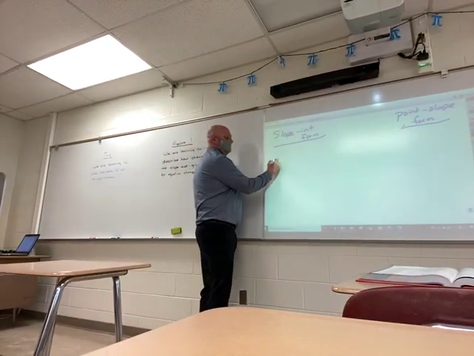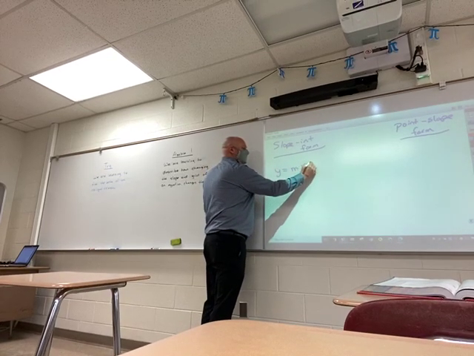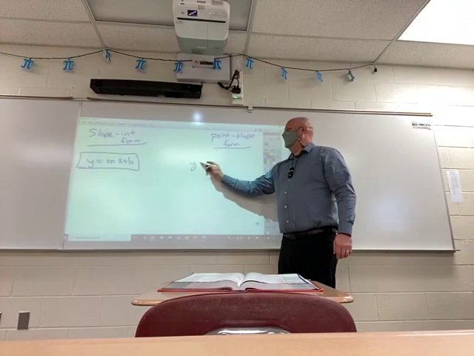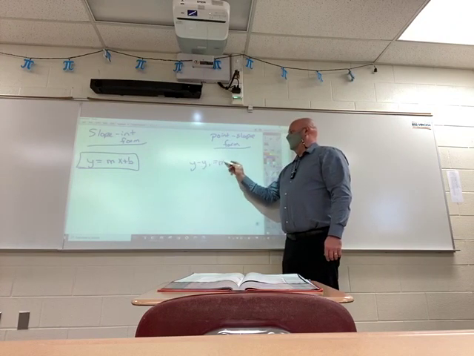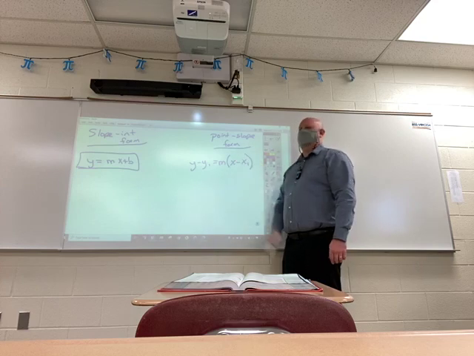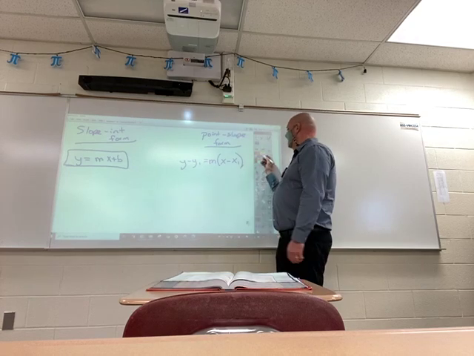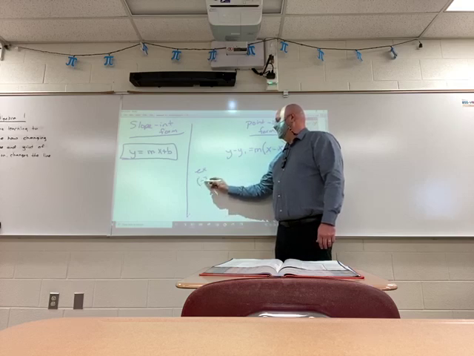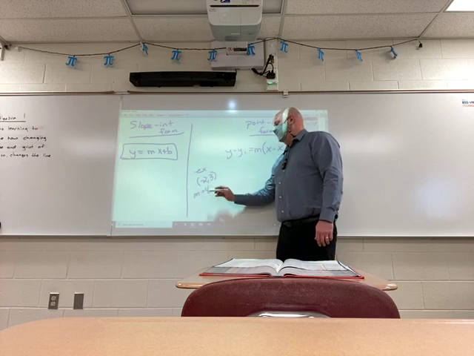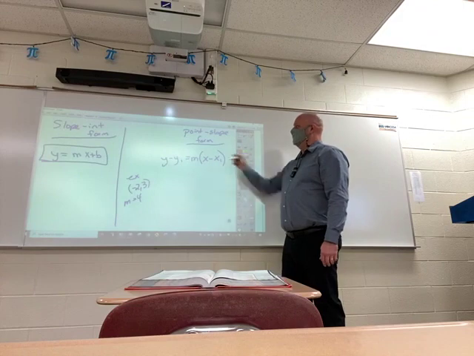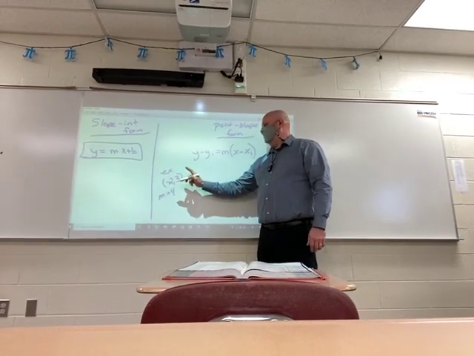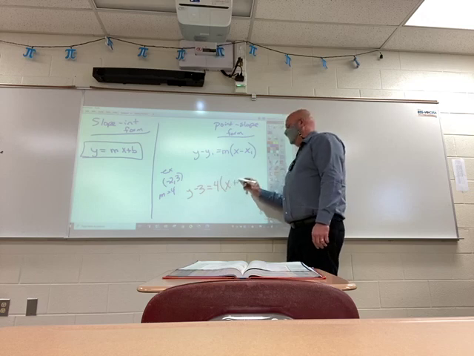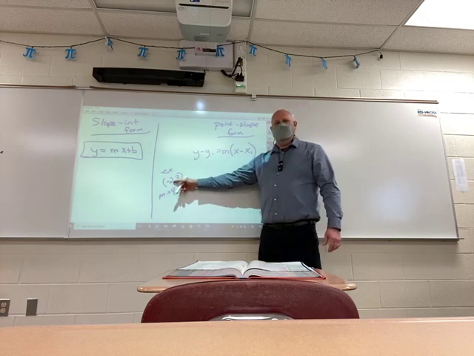Slope-intercept form was y equals mx plus b, right? And point-slope form, y minus the y coordinate, right? M times x minus the x, right? And remember, as an example, if I gave you a point of -2, 3 with a slope of 4, and I said write that in point-slope form, it'd be y minus 3 equals 4 times x plus 2. Why is it minus 3 and plus 2? It's always opposite, right?